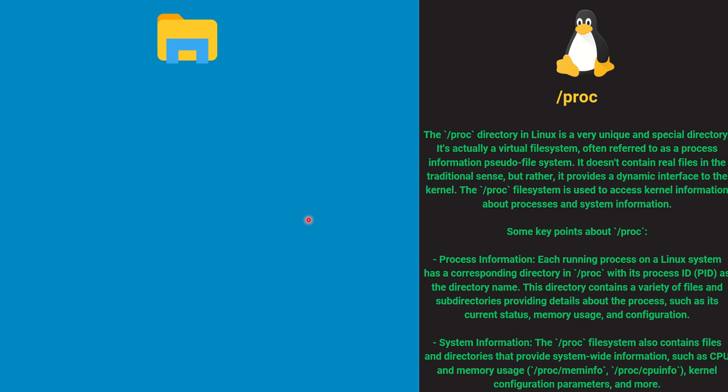Then we come to the /proc directory. This is a very unique and special directory. It's actually a virtual file system, often referred to as the process information pseudo file system. Think of it like the Task Manager that you see on the Windows side. The /proc directory holds information like process ID, memory usage, CPU usage, all those kinds of details about a process, what service it is, and what files that particular process has opened. All that information can be found under /proc.